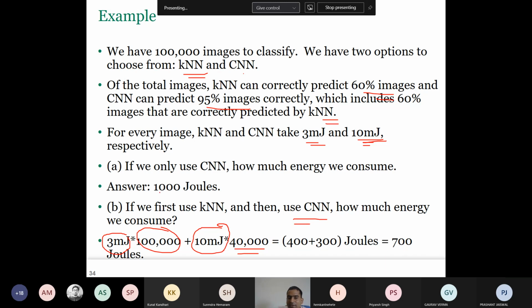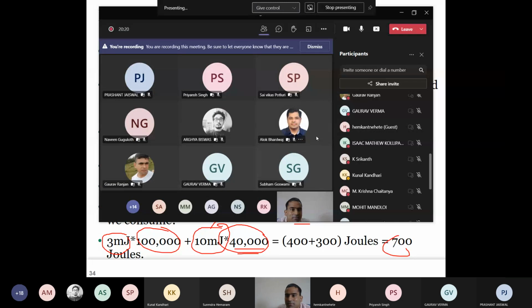So now you can see that originally we were spending 1000 joules. Now we are spending 700 joules. So energy is reduced and accuracy is not affected. Because 60% images we predict correctly using KNN and the remaining 30% images we predict using CNN. So overall accuracy is the same. It is just that our overall energy has been reduced by using the scalable effort design. That means let us try to use a simpler classifier first so that we don't have to spend a lot of energy on most of the images. Only on the difficult to classify images are we using a complex classifier. So is it clear to everyone?